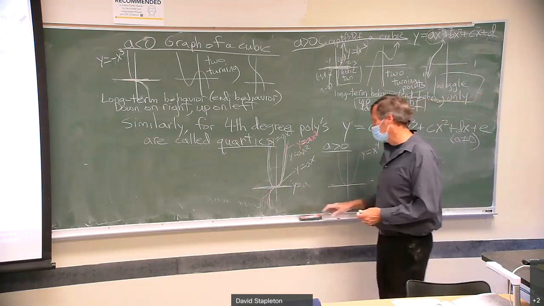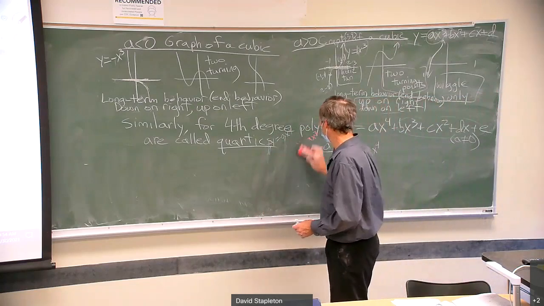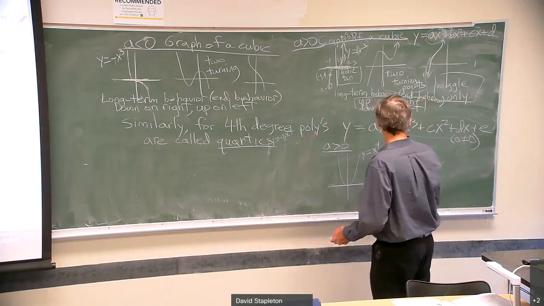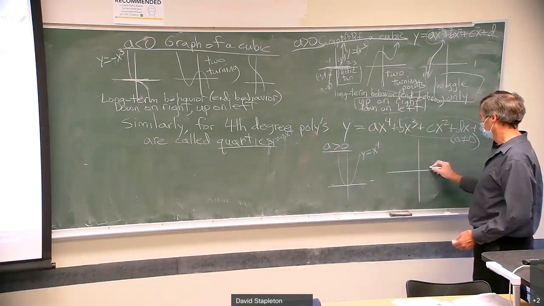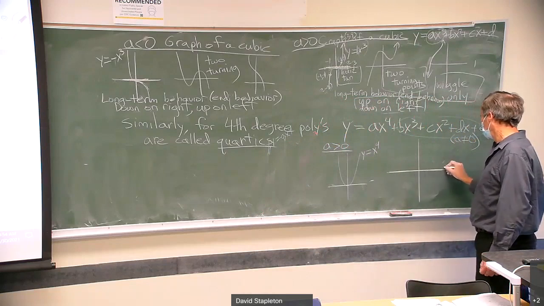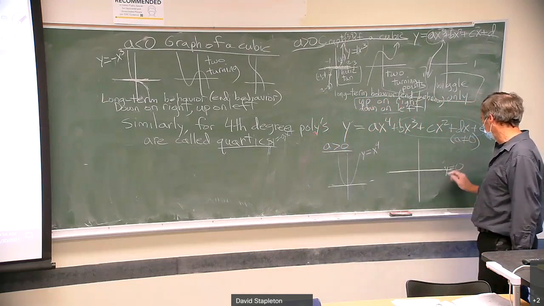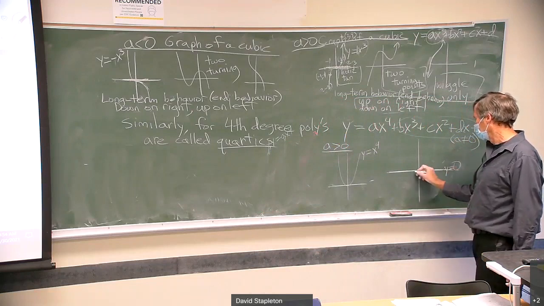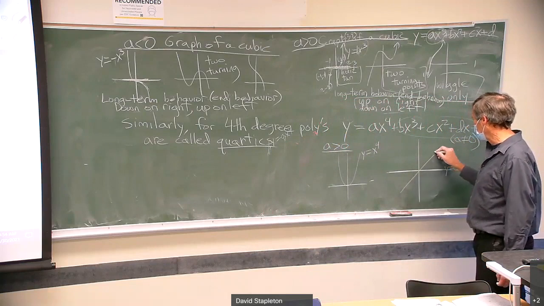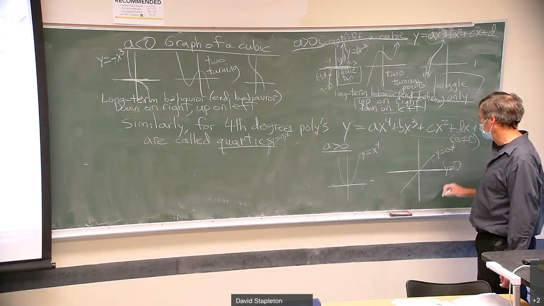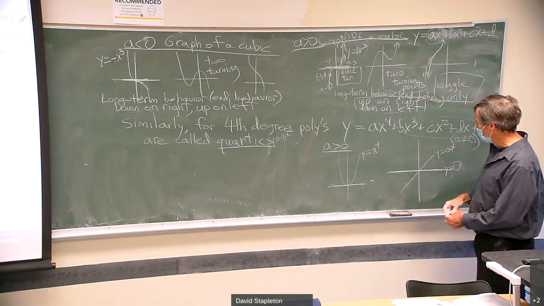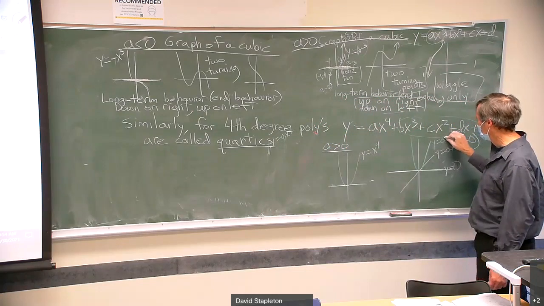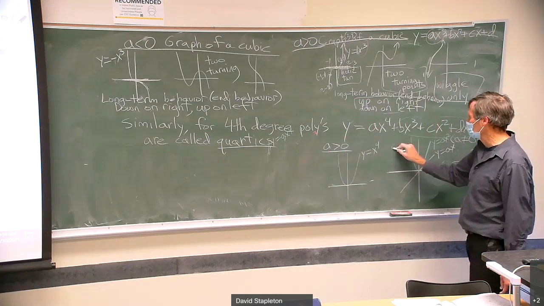So think of these graphs. Maybe I should draw these a little better. Here's y equals 0, a horizontal line. Y equals ax is a line of slope a. Y equals ax squared is the basic parabola. And we'll do all these with a positive.